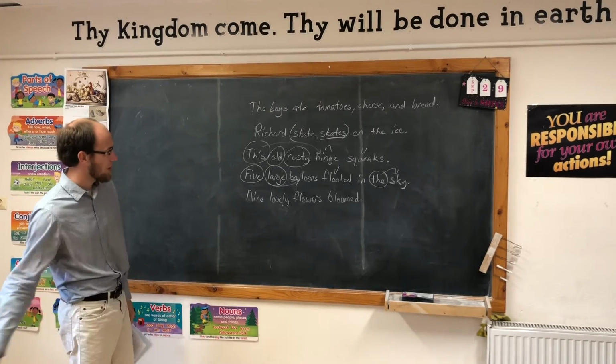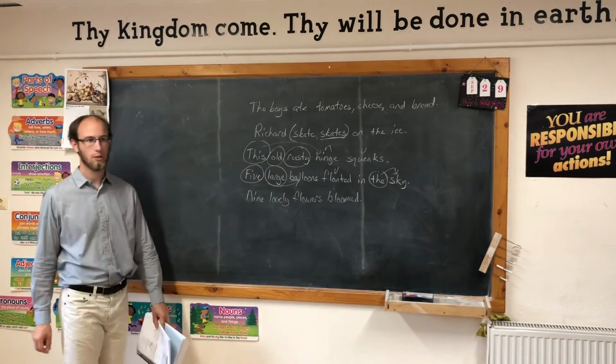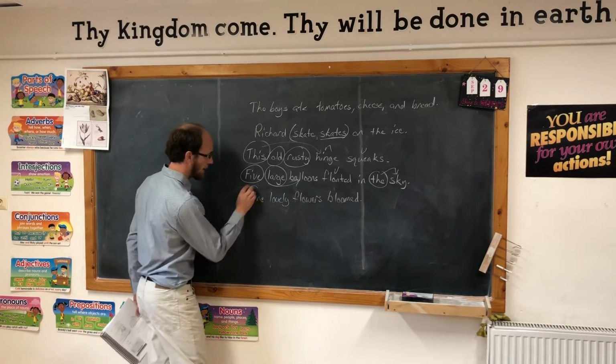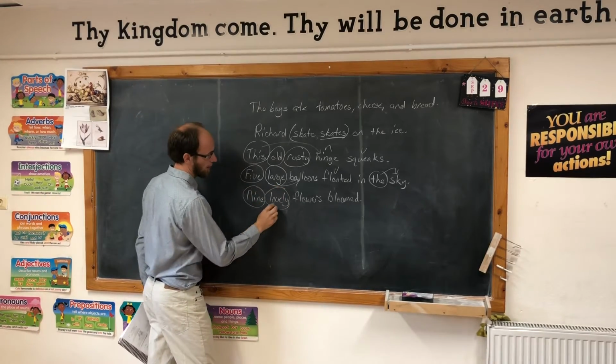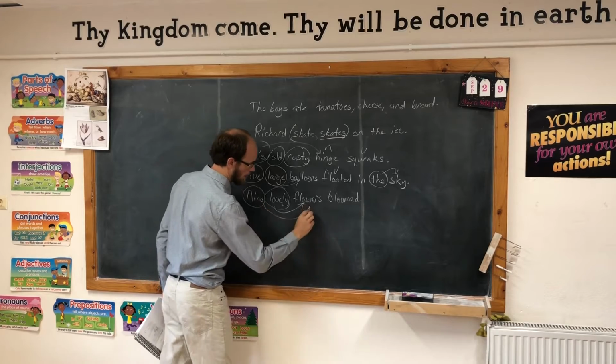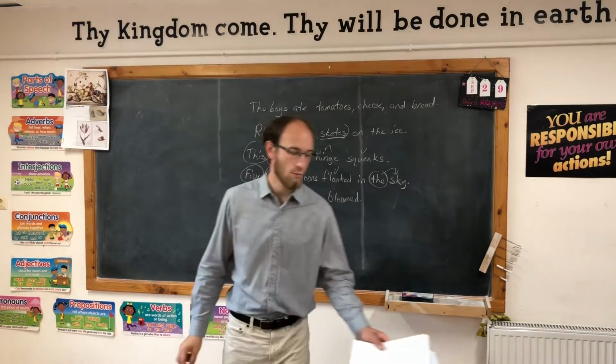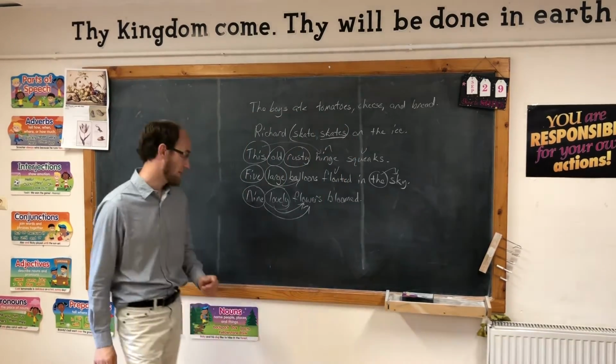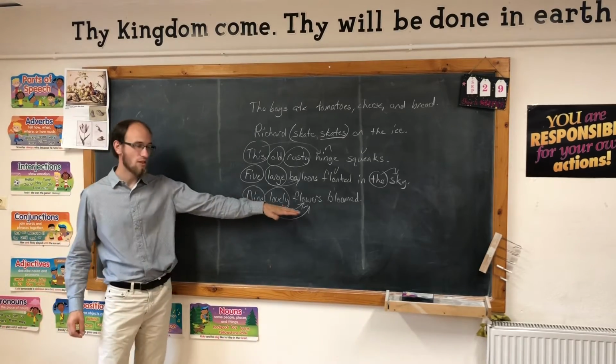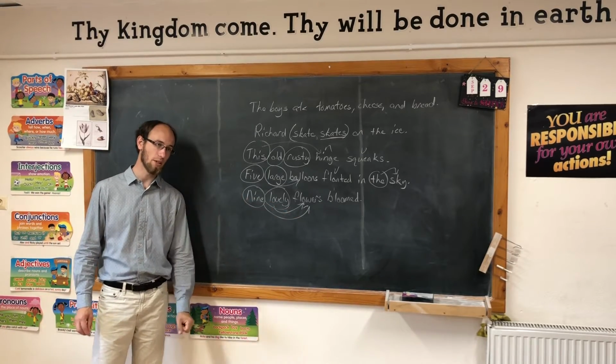What are 2 adjectives in the last sentence? 9 lovely flowers bloomed. 9 and lovely, and they modify flowers. Excellent. For today's lesson, we're going to learn about how to diagram sentences. And I want to take this last sentence and diagram it, put it on a diagram for you.